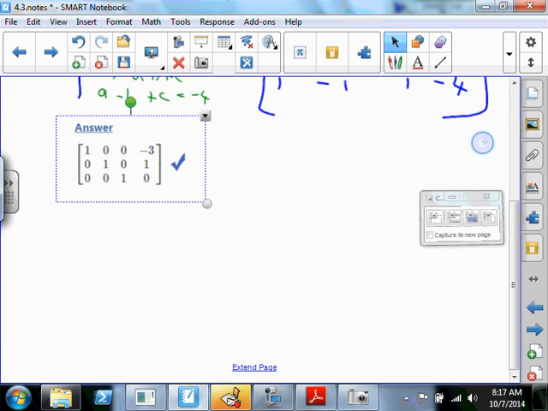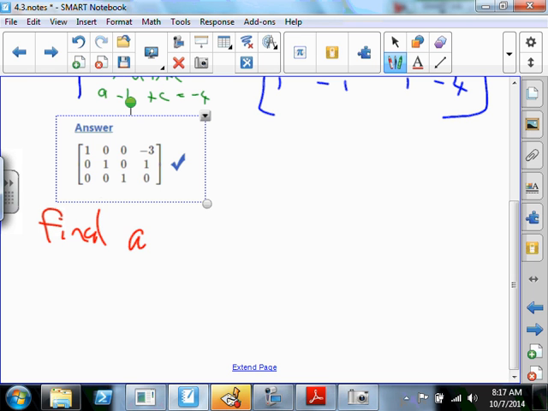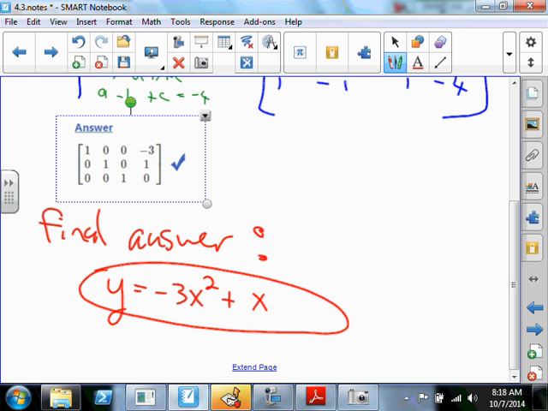And so our final answer is what? What do we got? Yes, it's y equals, good. Negative 3x squared plus 1x. Now, this is varsity math, and if the coefficient's 1, we don't technically have to write it. So it's cool to just write plus x, and then there's no c on the end, and that's it.